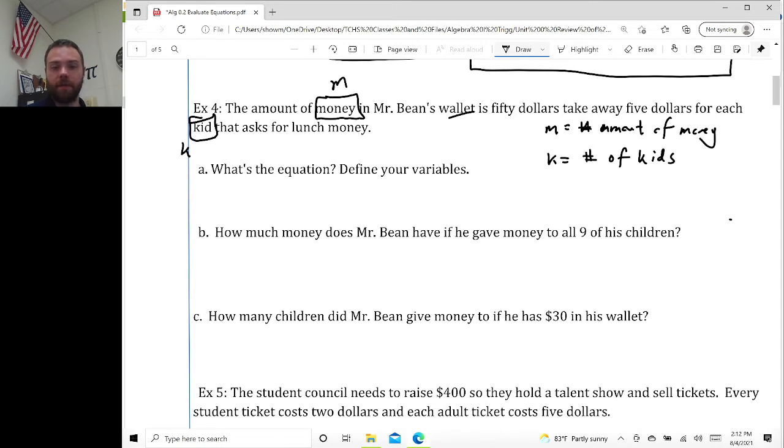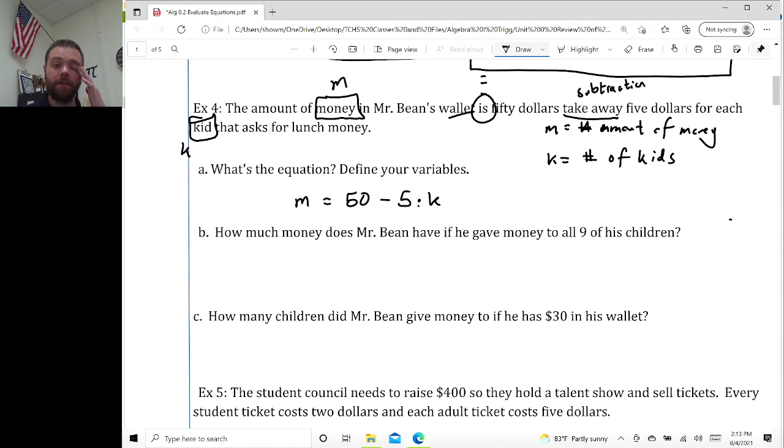And so what we want to do is set up an equation. It's talking about money, so M, and it says is. Anytime you see the word is, that means equal sign, okay? So is defines an equation, so that's the equal sign. So M is, or equals, $50, so 50, and it says take away. So take away means subtraction. So minus $5 for each kid. So that's 5 times the number of kids. And that's how it goes.